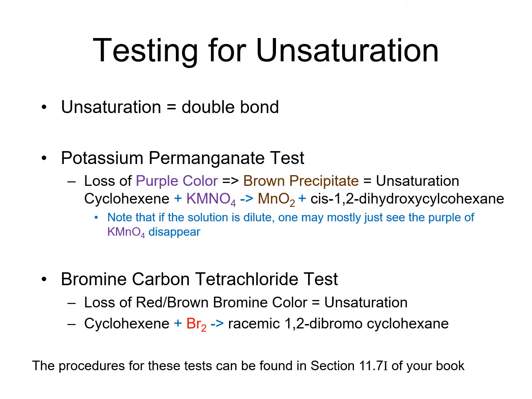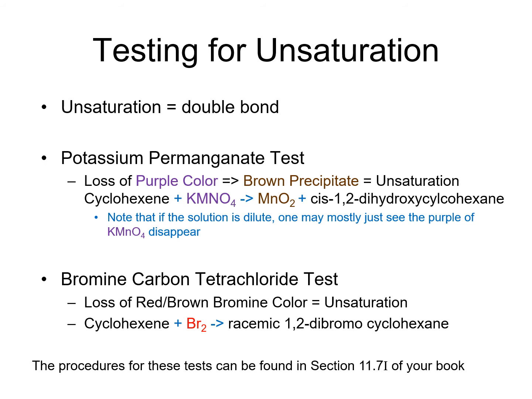All right, once all the procedure's done and you have your dried cyclohexene, we're then going to test it for unsaturation. Unsaturation is basically just you have a double or triple bond on a molecule. As a saturated organic molecule, all of the carbons are fully saturated with hydrogens.